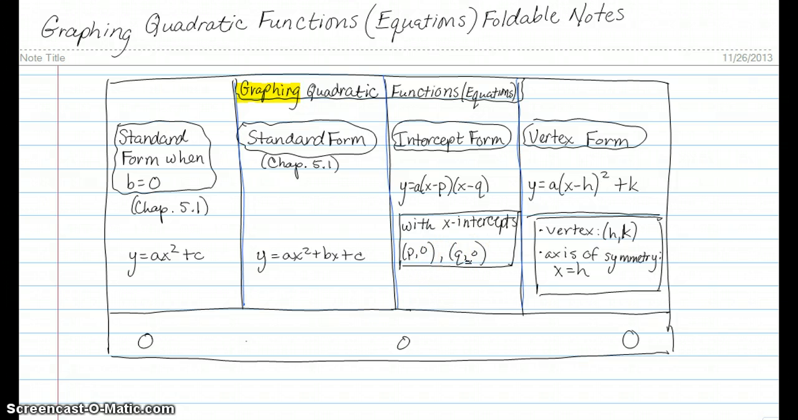The final form, flap 4, is vertex form, and that equation is y equals a times, in parentheses, x minus h squared plus k. The things you need to know about vertex form is that the vertex is going to be the value h as your x-coordinate and the value k as your y-coordinate. And your axis of symmetry is going to be x equals h, because the axis of symmetry always passes through the vertex, so the x-coordinate of the vertex matches your axis of symmetry. Once you've set this up, go ahead and continue the recording, because we'll be filling in the flaps that are underneath.